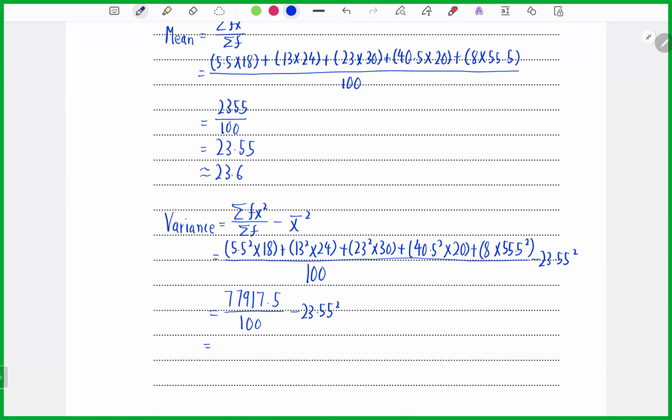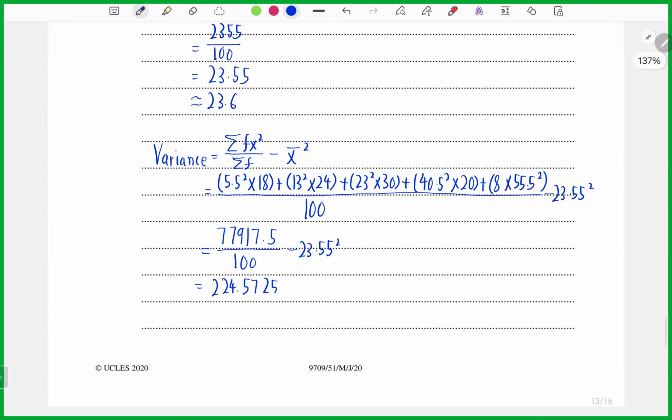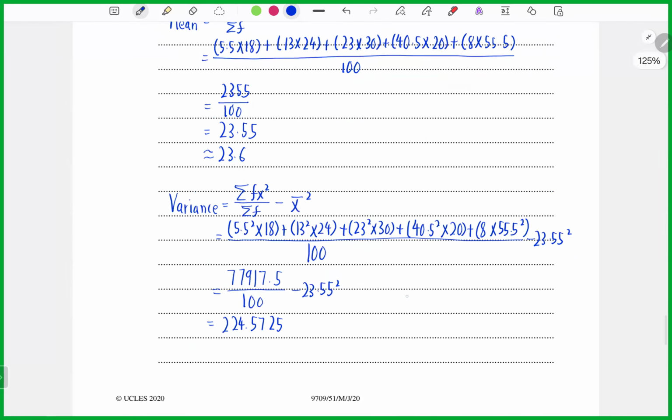So you can find out the final answer. 224.5725, right? But we know standard deviation equals square root of variance. So you can take the square root of 224.5725. So you try to find out the final answer, 14.98. So approximated, the final answer is 15.